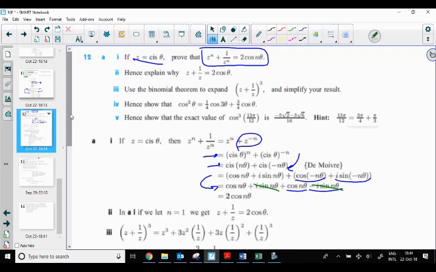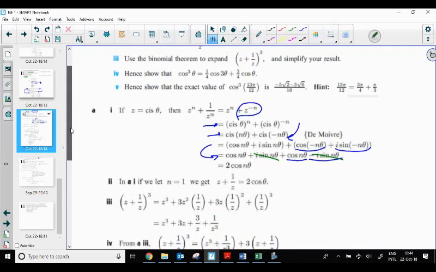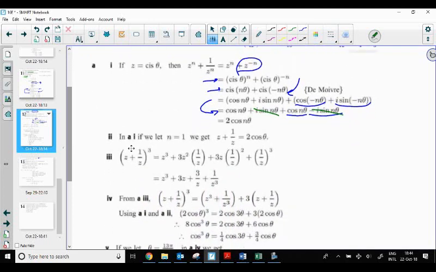Roman numeral 2, I don't even know why it's a question. Obviously, we're just letting n equal 1, so that's pretty boring. Roman numeral 3, they're telling us to just use the binomial expansion theorem. Okay, so we're going to do that. z cubed plus 3z squared times 1 over z, blah, blah, blah. Simplify, simplify, simplify.